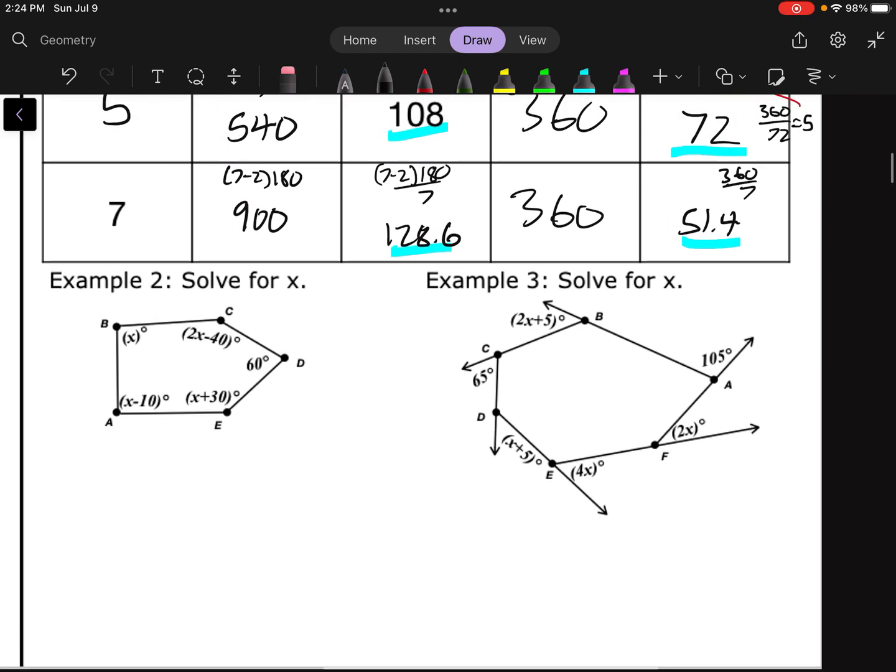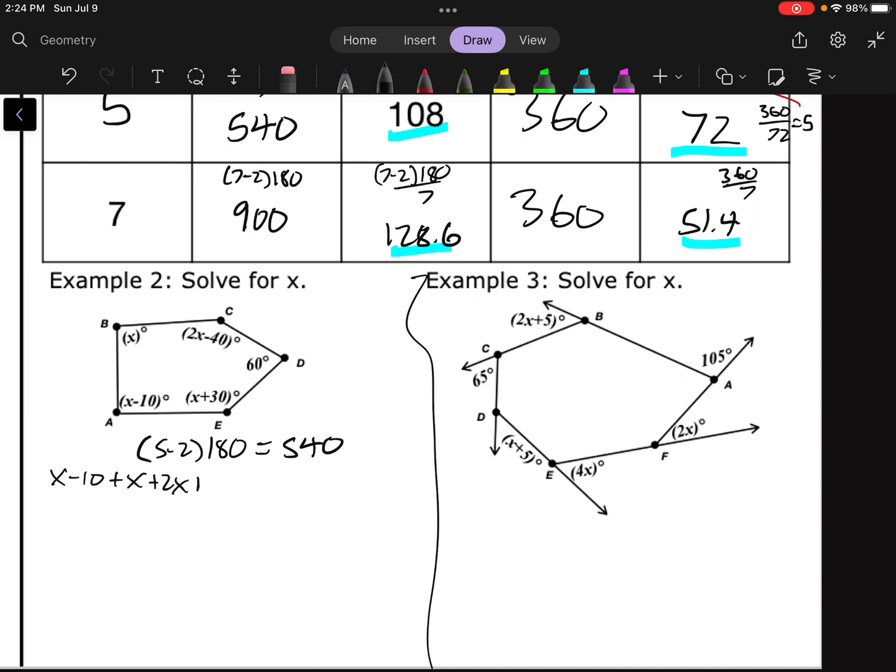Okay, last two here. We got a little interior angle one. Got a little exterior angle here. This is a pentagon, so we do 5 minus 2 times 180 to find out that all of that has to add up to 540. So I will do x minus 10 plus x plus 2x minus 40 plus 60 plus x plus 30 is equal to 540.